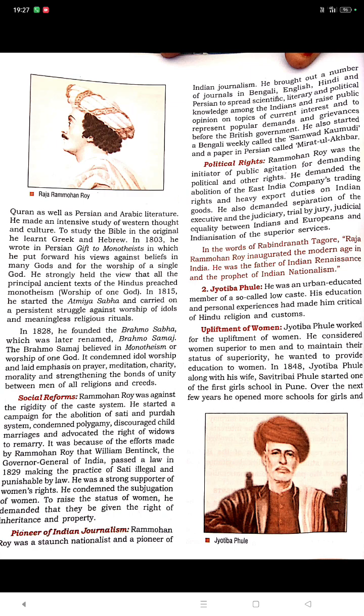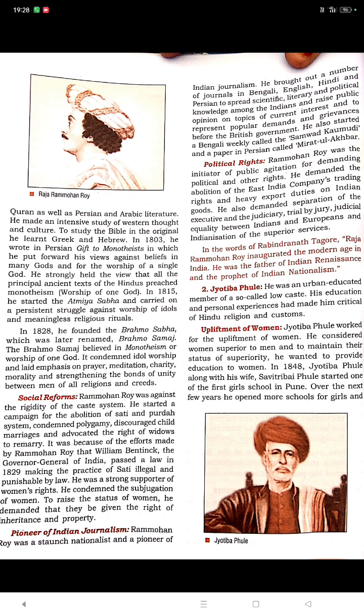He brought out a number of journals in Bengali, English, Hindi, and Persian to spread scientific, literary, and political knowledge among the Indians, to raise public opinion on topics of current interest, and to represent popular demands and the grievances about the British government.